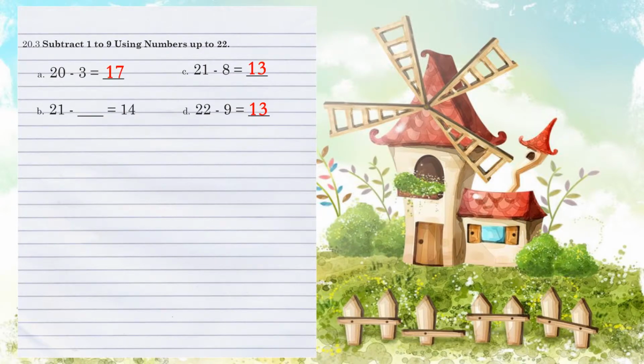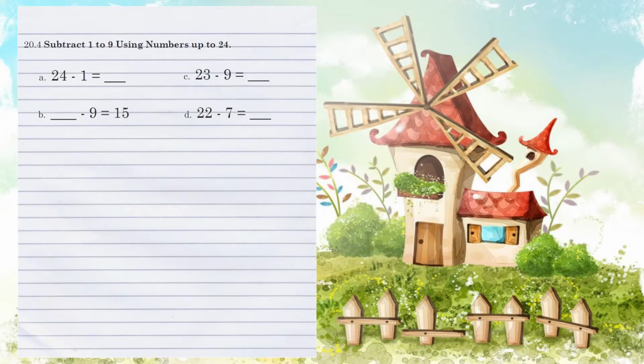Example B. 21 minus what number equals 14? So here again, we just want to use a technique of counting backwards and see how many times we have to go. So let's do that. We're going to kind of do that mentally here. We start with 21, 20, 19, 18, 17, 16, 15, 14. So how many marks do we have? 7, which means we subtracted 7.